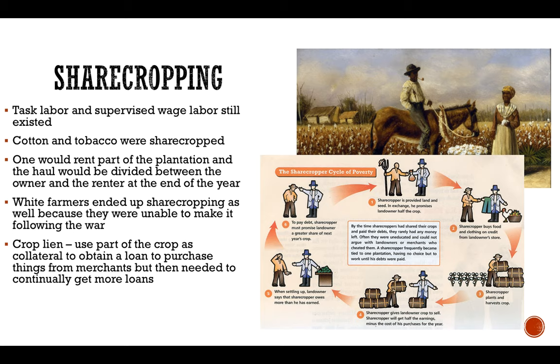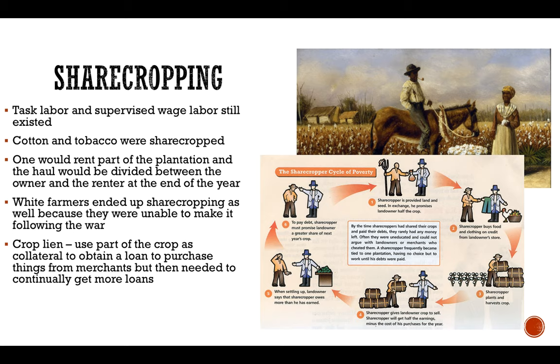So one part of the rent, one would rent part of the plantation, and the haul would be divided between the owner and the renter at the end of the year. When they couldn't necessarily make it, or they had needed to take out a loan beforehand, then they owed more money to the person at the end of the year.